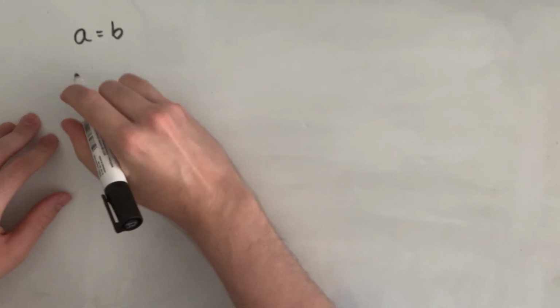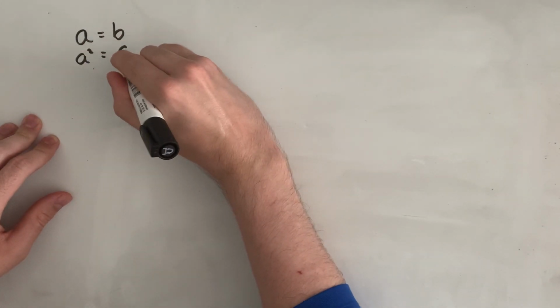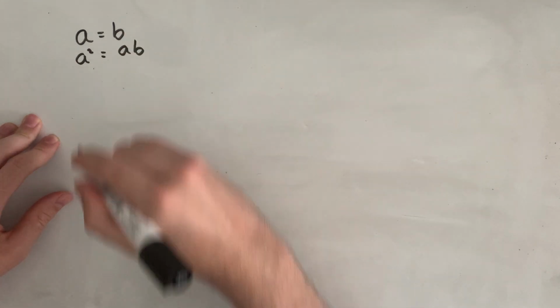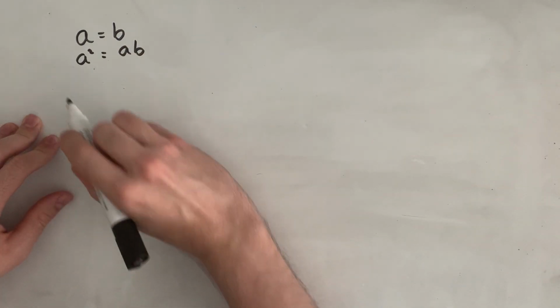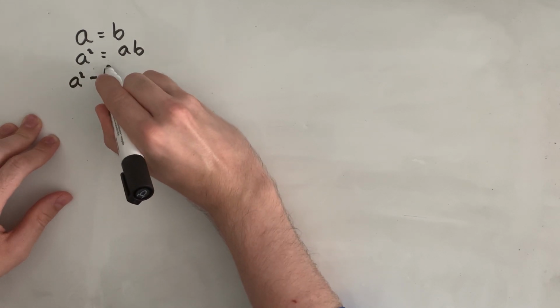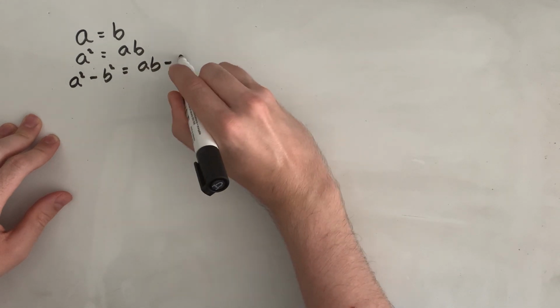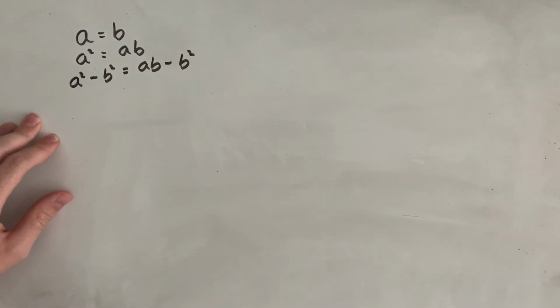Well, then we can multiply both sides of this expression by A, which will give us A squared equals AB. And then what we then do is subtract B squared from both sides. So we get A squared minus B squared equals AB minus B squared.